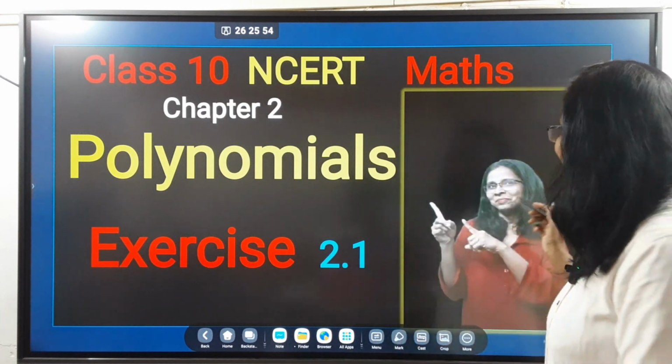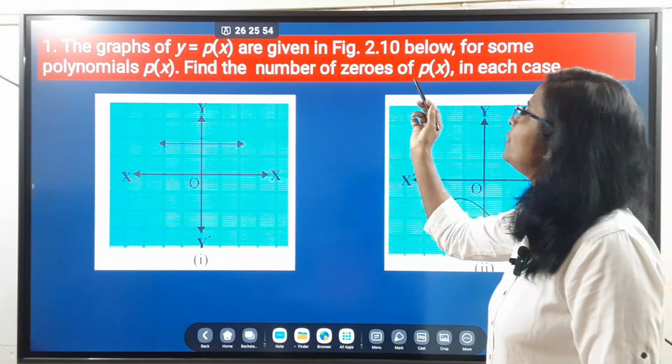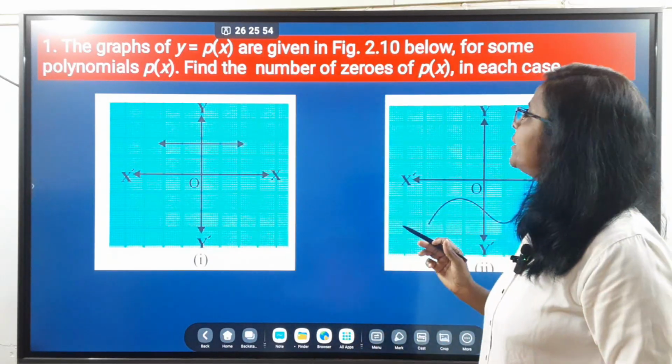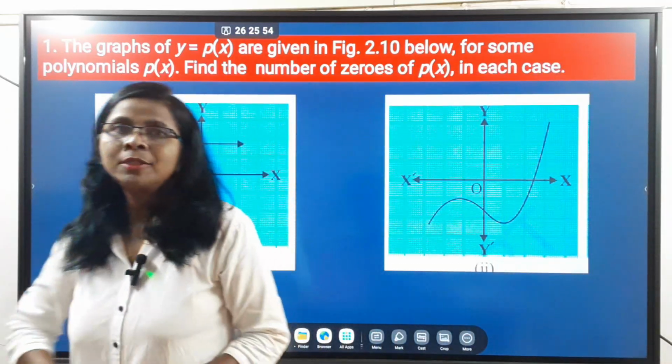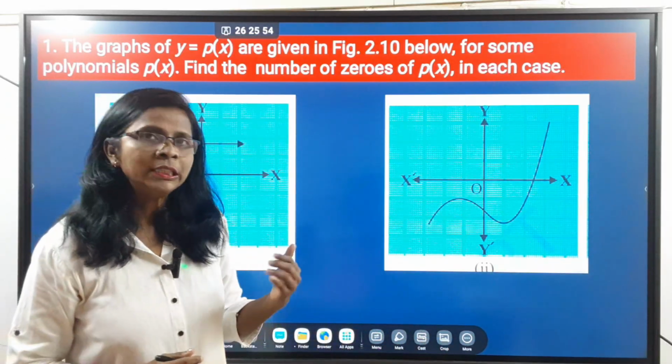Okay students, see the first question. The graphs of y is equal to p of x are given in figure 2.10 below. For some polynomials p of x, find the number of zeros of p of x in each case. Now here students, there are 6 examples from question 1, so one by one we have to solve these examples.